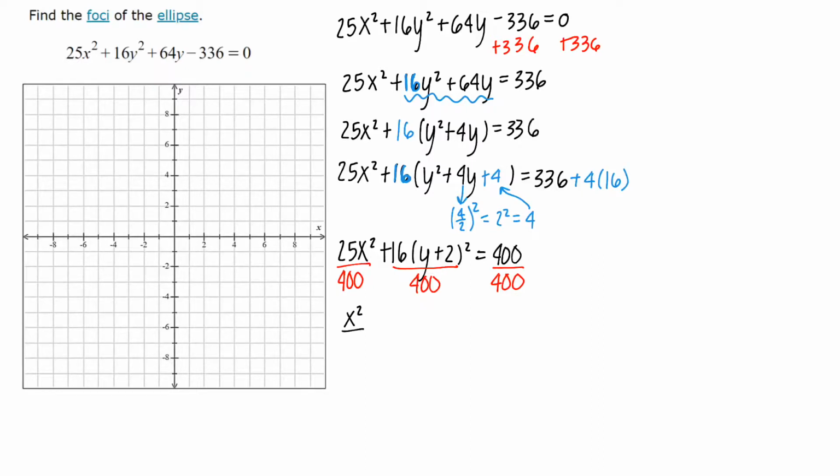This will simplify down to x squared over, let's see, 16 plus y plus 2 quantity squared over 25. And that's just simplifying 16 over 400. So 16 goes into 400 25 times, 25 goes into 400 16 times, is equal to 1. We now have the equation, right? This is just for us to get this equation right down here. We need to still find the foci.